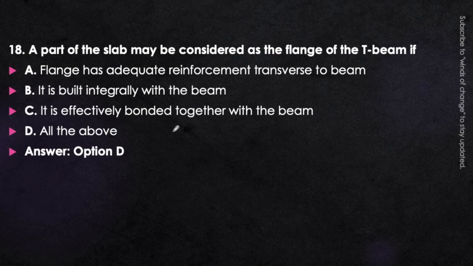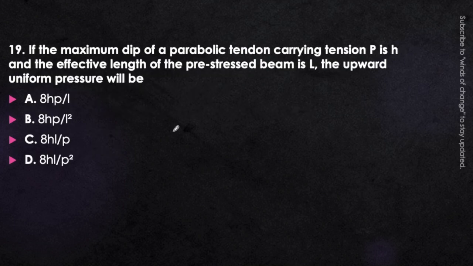Okay, so all these conditions have to be satisfied so that a part of the slab can be called a T-beam. Next question. If the maximum dip of a parabolic tendon carrying tension P is H and the effective length of the pre-stressed beam is L, the upward uniform pressure will be 8HP by L, 8HP by L square, 8HL upon P, or 8HL upon P square. We have already seen a few questions like this.